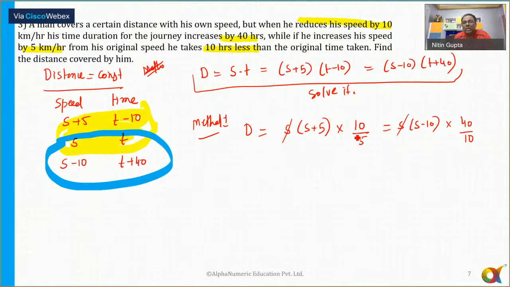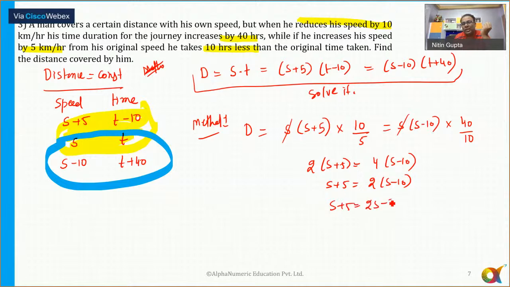So what is my equation here? It will be twice of s plus 5, which is equal to 4 times s minus 10. And we get a very simple linear equation; it's not even a quadratic. So s plus 5 is equal to twice of s minus 10. So s plus 5 equals 2s minus 20, and then s is equal to 25. So we have got that our original speed is 25 kilometers per hour.